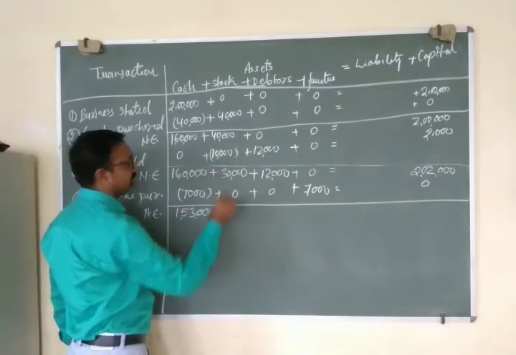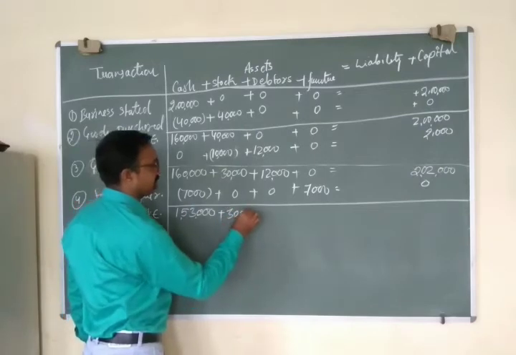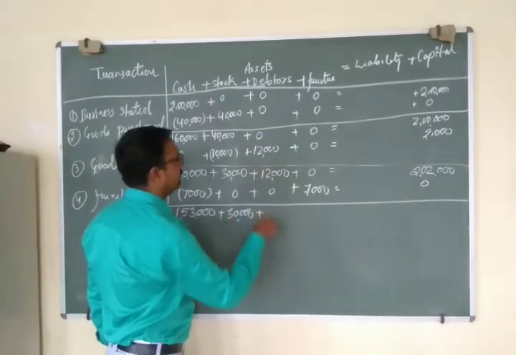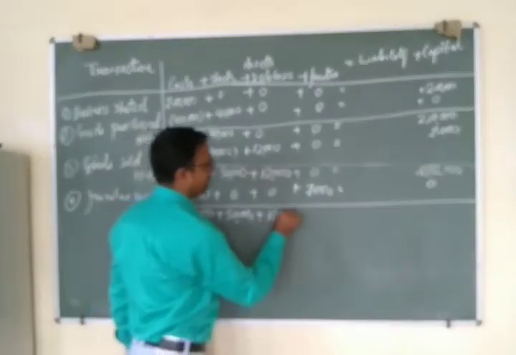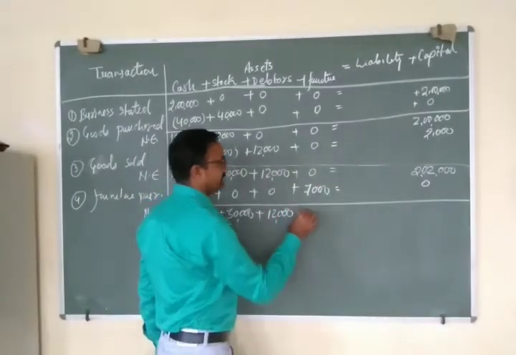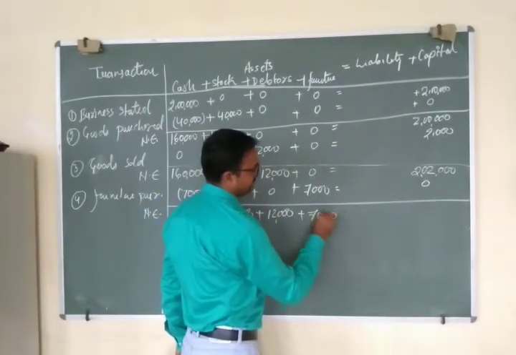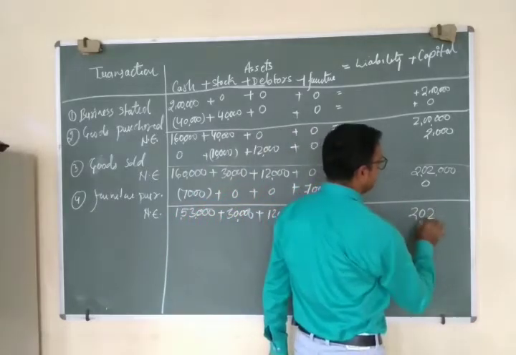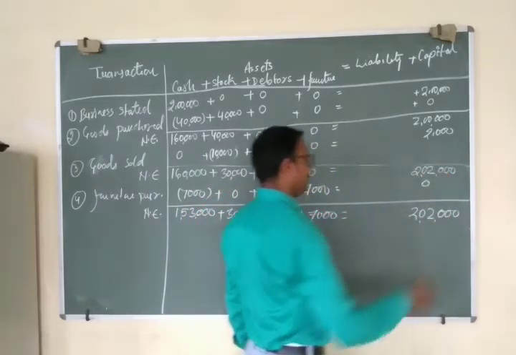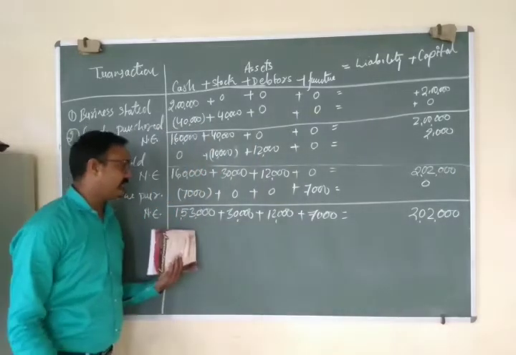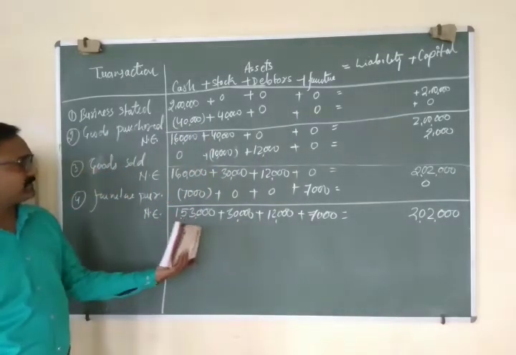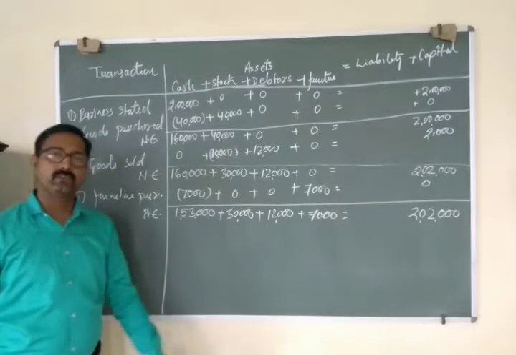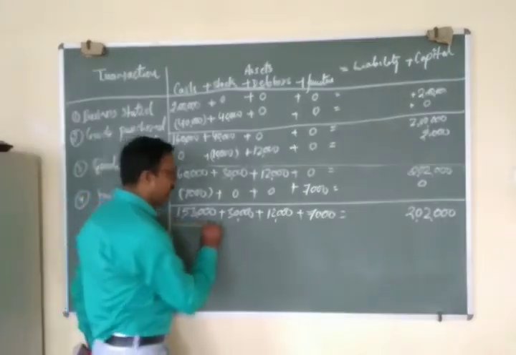Then after stock, that is 30,000. Then after debtors, 12,000. Then after furniture, 7,000, which is equal to 2,02,000. Okay, again we can cross check. 153 plus 7 is equal to 160, 190, and 2,02,000. So it was the new equation only.